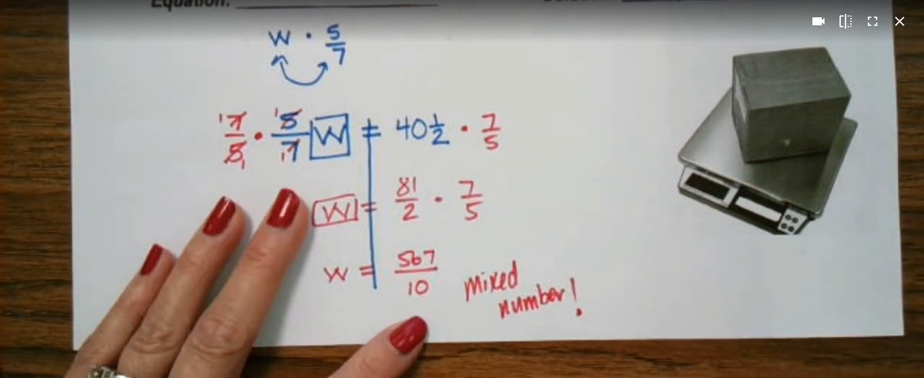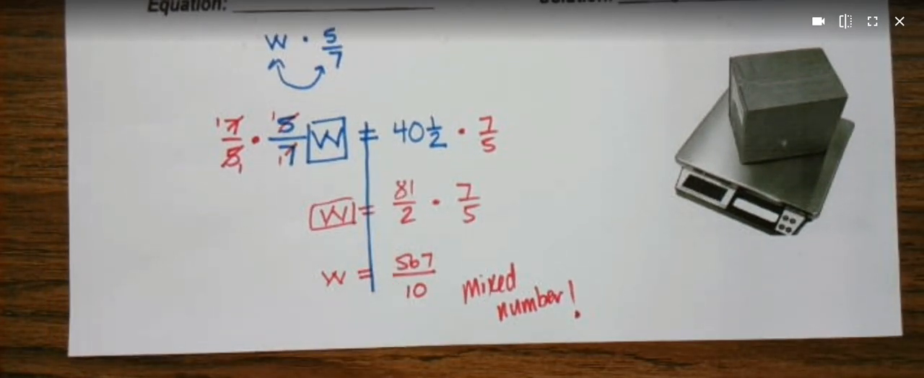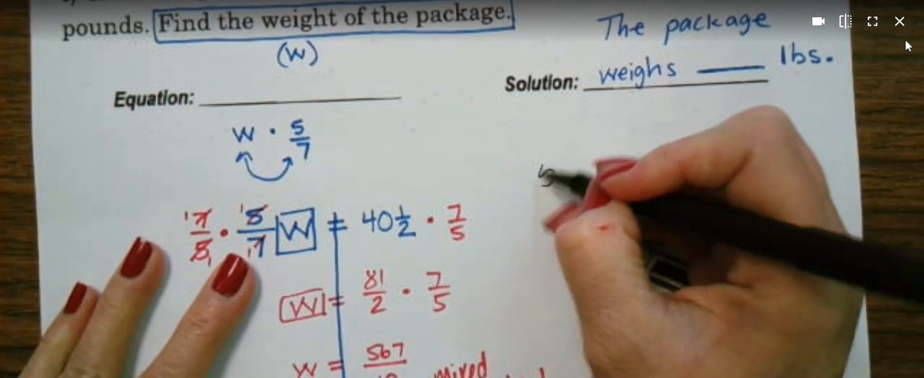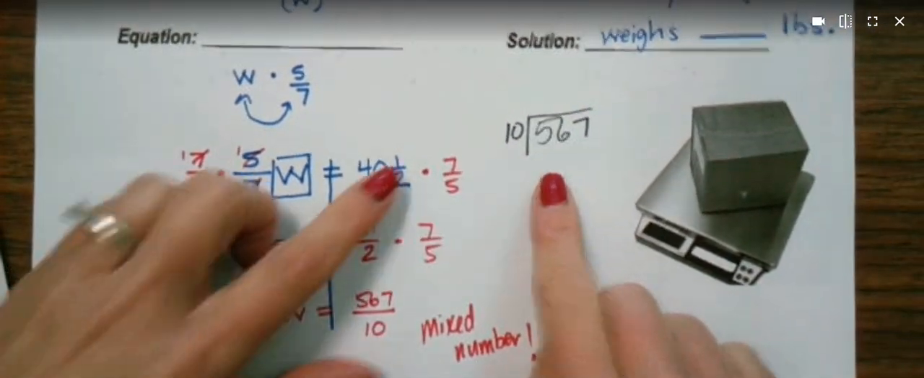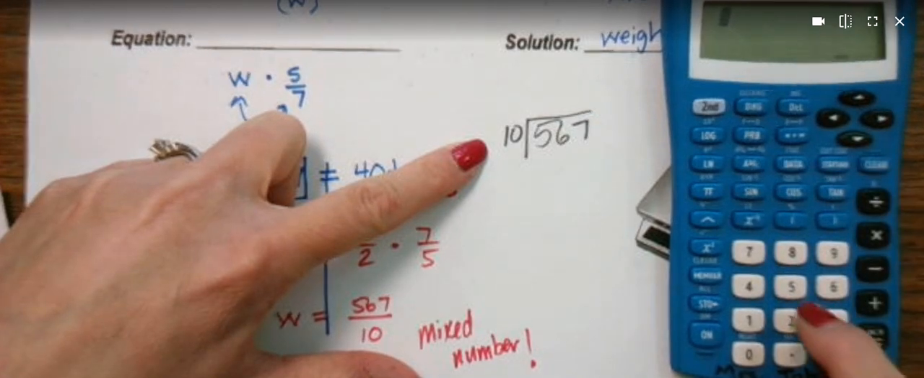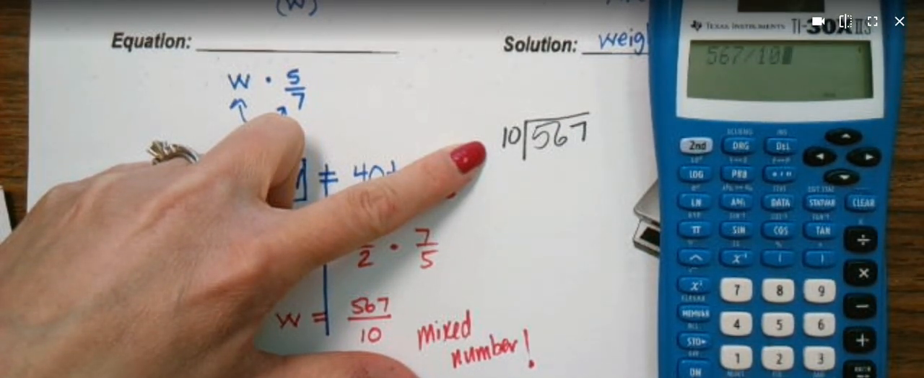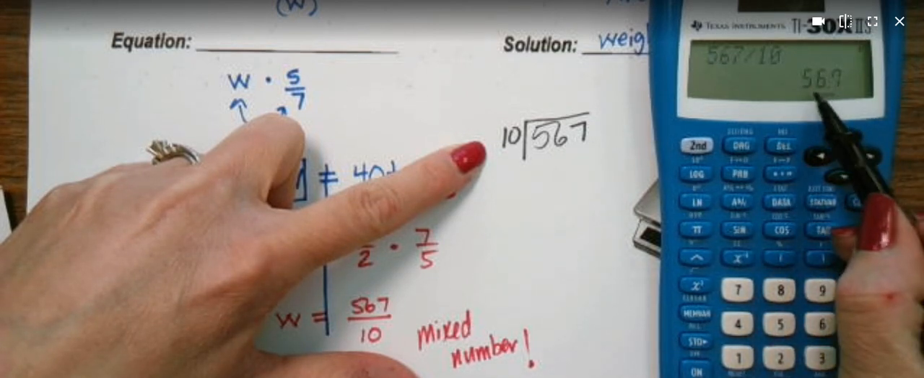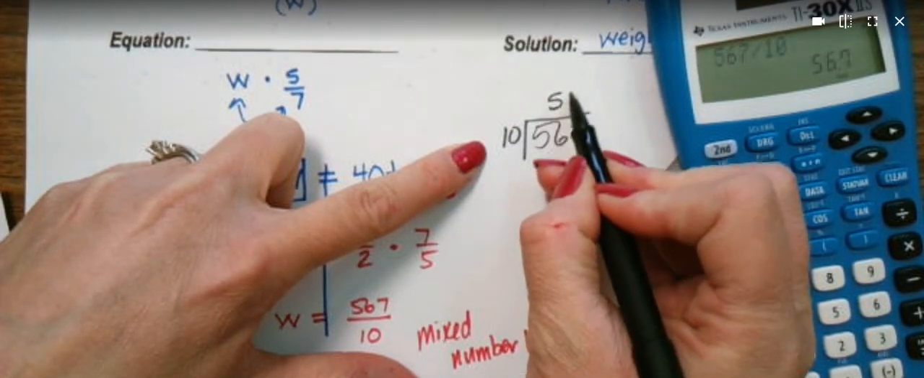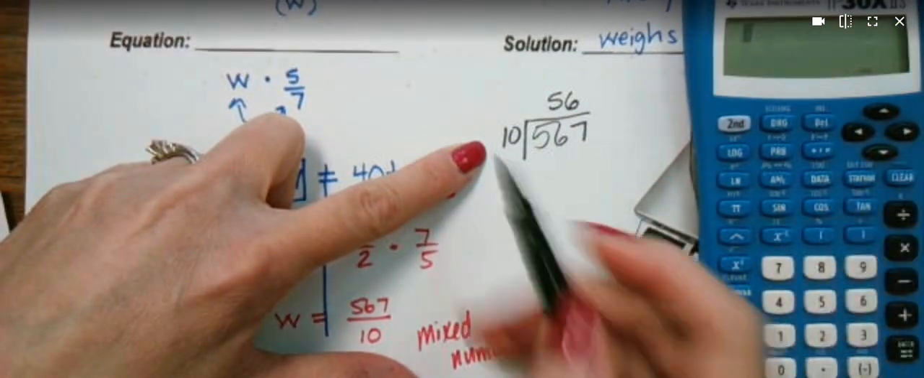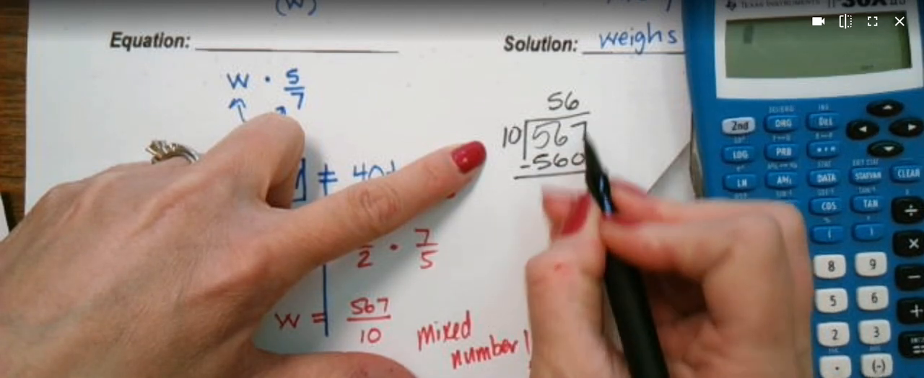So we want to change this into a mixed number. So we want to actually take the 567 and divide it by 10. So I'm going to use my calculator to help me. I'm going to take 567 divided by 10. I want my answer as a fraction, but this is going to help me get the whole number. Do you see 56.7? 56 is the whole number. So the 10 is going to go into that 56 times. Now 56 times 10 is just 560. And I subtract, and I get 7.